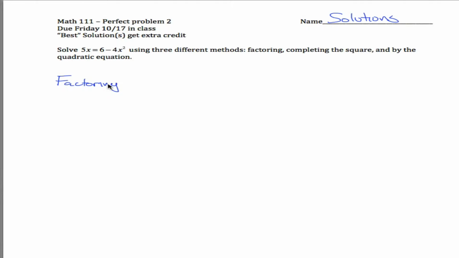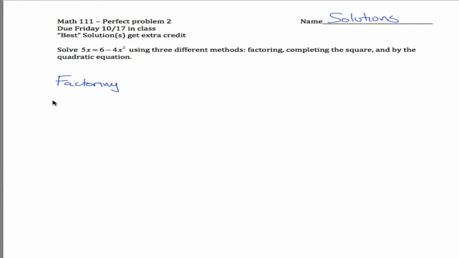When you're factoring, it only helps to factor if the equation is set equal to 0. What I mean by that is I want to get all my terms on one side of the equation. I could subtract 5x from both sides, but then my leading coefficient, the coefficient on the x squared term, would be negative, which generally I like it to be positive. It just makes things a little bit easier.